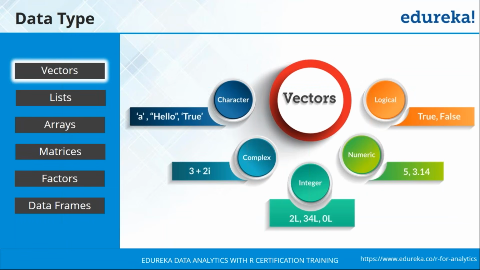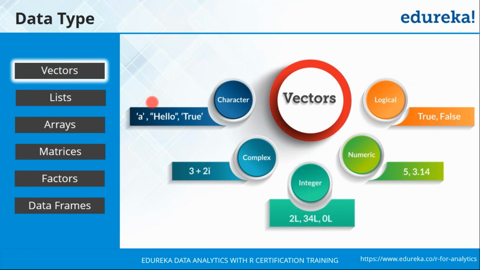These are your character, complex, integer, numerical and logical values. In your logical value, you basically have true and false. A numerical value can be a number, and an integer can have an integer value. You can also work with complex numbers, where there's a real and an imaginary part, and you can also work with characters.